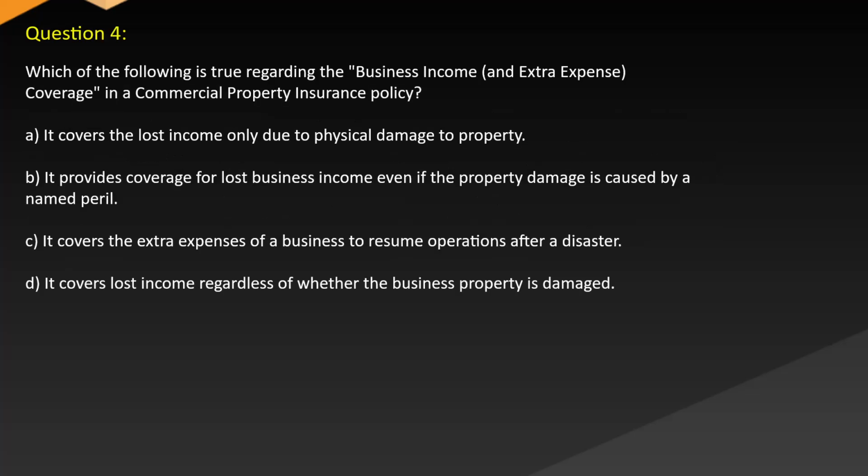Question 4. Which of the following is true regarding the business income and extra expense coverage (BI/EE) in a commercial property insurance policy? A. It covers the lost income only due to physical damage to property. B. It provides coverage for lost business income even if the property damage is caused by a named peril. C. It covers the extra expenses of a business to resume operations after a disaster. D. It covers lost income regardless of whether the business property is damaged.